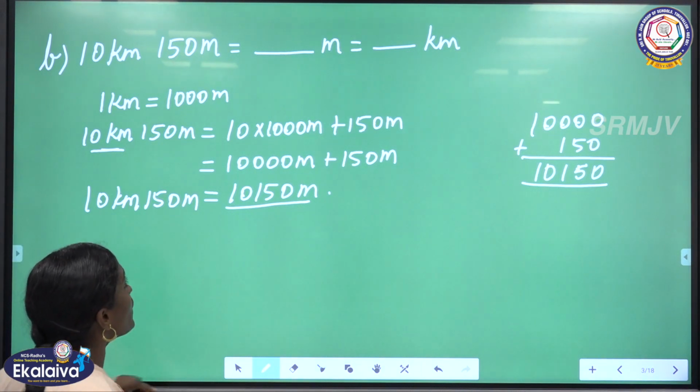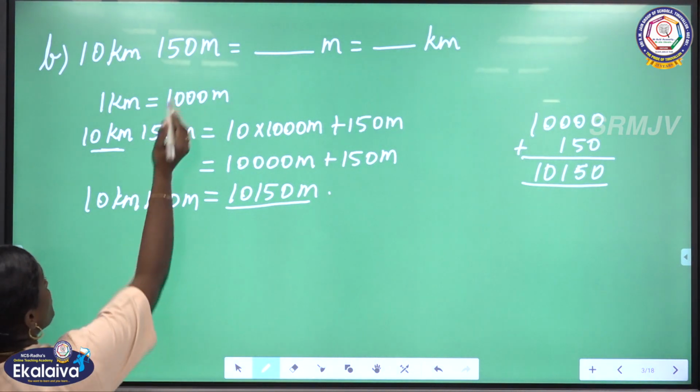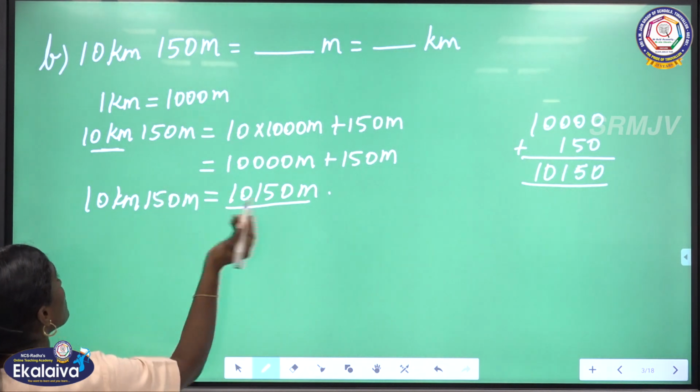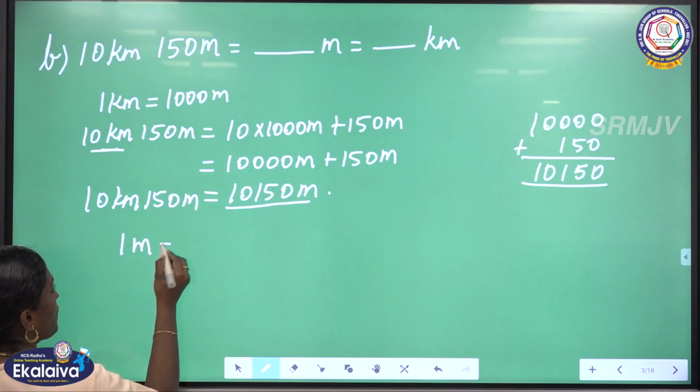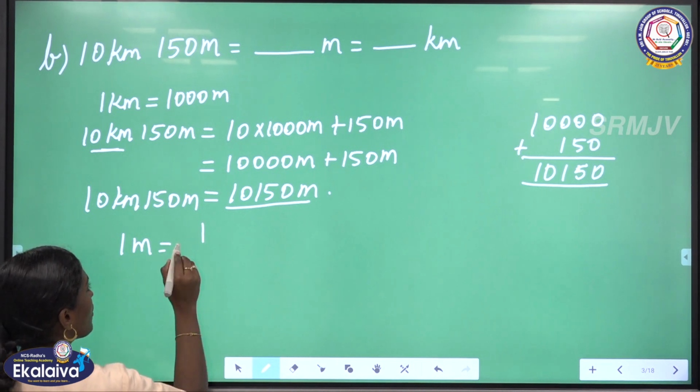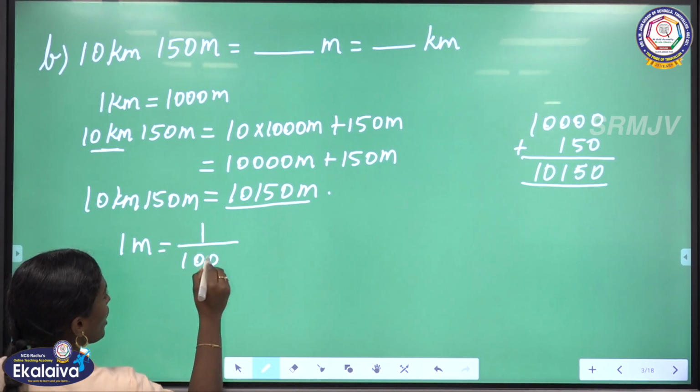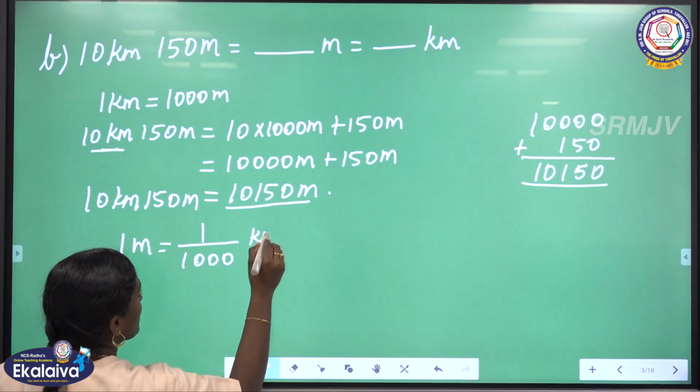Now we are going to convert it into kilometer. Smaller unit, meter to kilometer, smaller unit to greater unit. So we have to use division. We know that 1 meter is equal to 1 by 1000 kilometer.